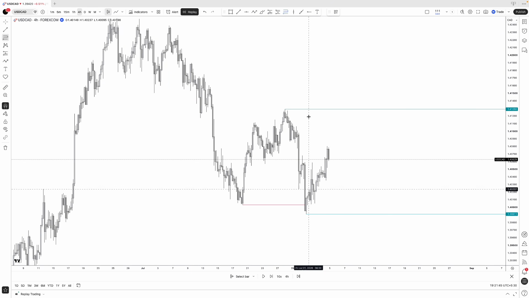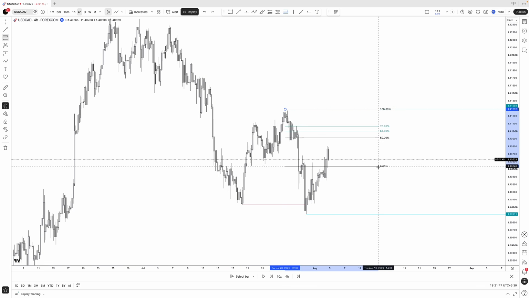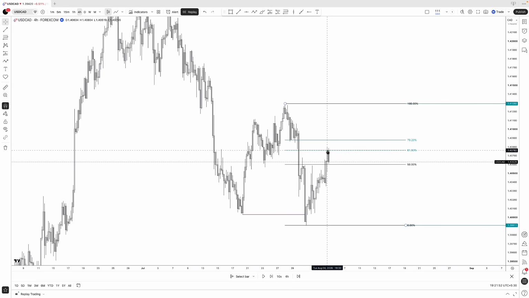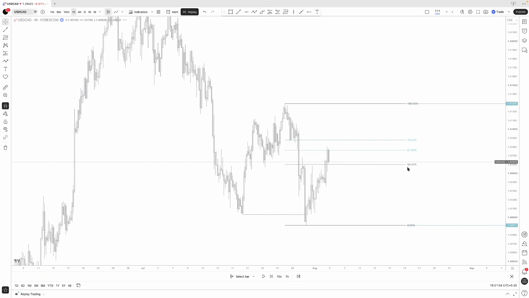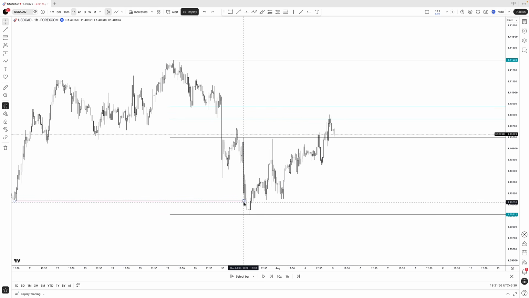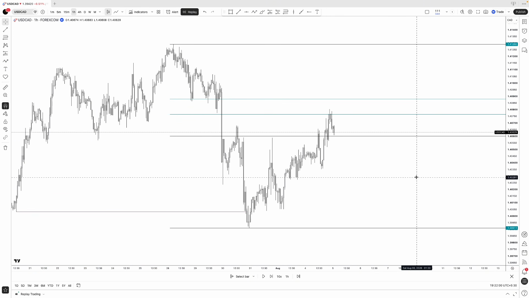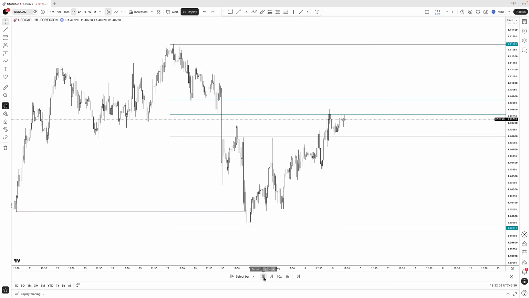So we do the same thing again. We draw the Fibonacci from this lower high to this lower low. And when price reaches premium, we can move down to a lower time frame and wait for that lower time frame minor trend to turn bearish once again. So let's see what price does.